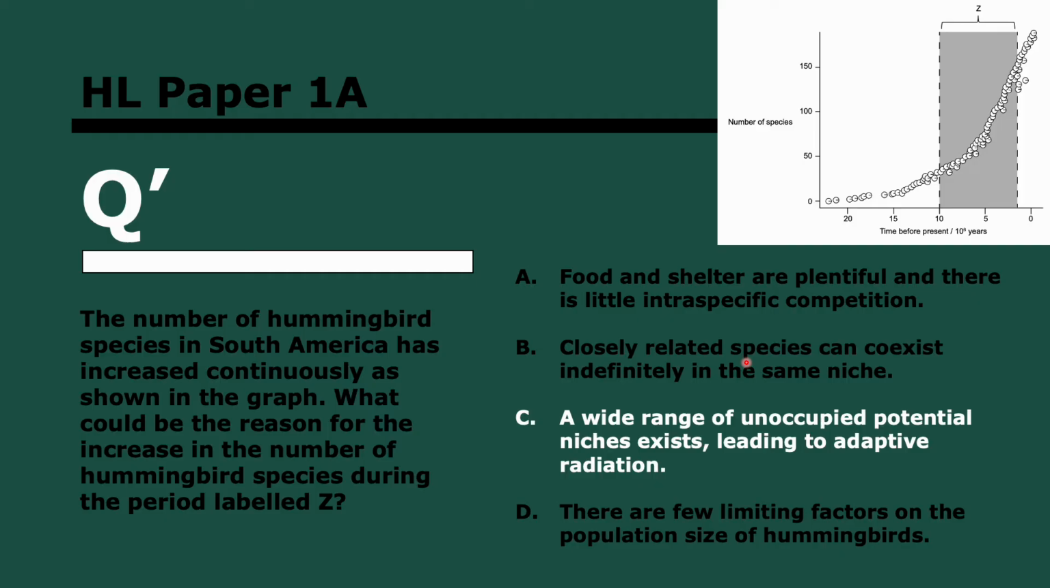Then B, closely related species can coexist indefinitely in the same niche. If that's true, again, same thing. C, okay, this is where it makes sense. Because if there are unoccupied potential niches, right, that means that competition within the occupied niches will lead to the creation of new species which can thrive and survive in these unoccupied potential niches, right? Leading to more species to develop. So hopefully that makes sense. Again, make sure to review the video on this topic if you don't remember. And then there are a few limiting factors on the population size of hummingbirds. Well, once again, then you would just get a higher population, not necessarily more species.